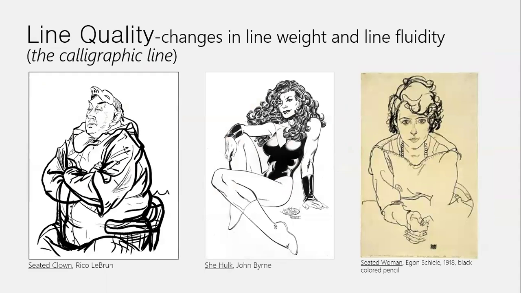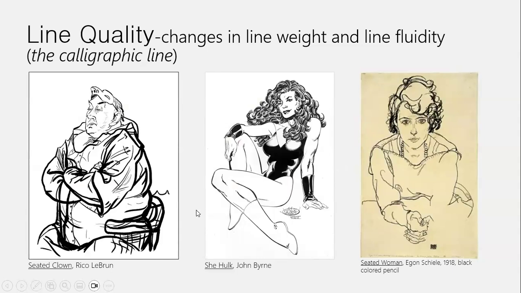So line weight, line quality, right? That's how a line can change from thin to thick. Sometimes in some drawings, a lot of lines are all one kind of weight, one kind of thickness, and then they get much thicker in certain places. Or it can be where a line changes very fluidly in the moment, goes from dark to lighter to thinner, right?